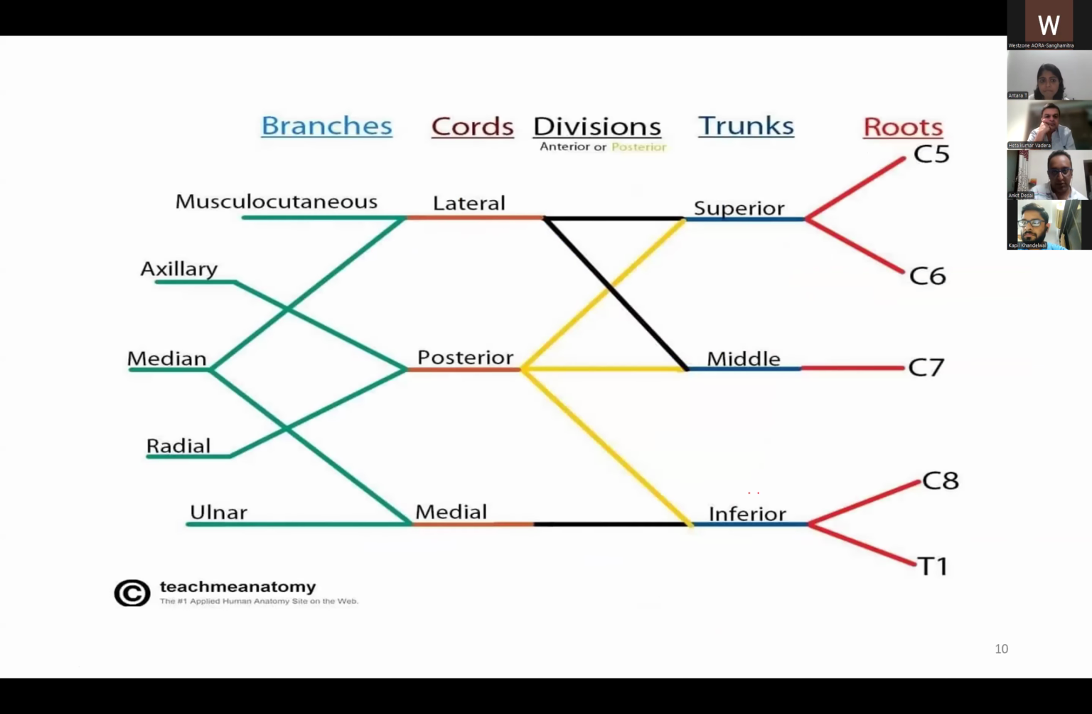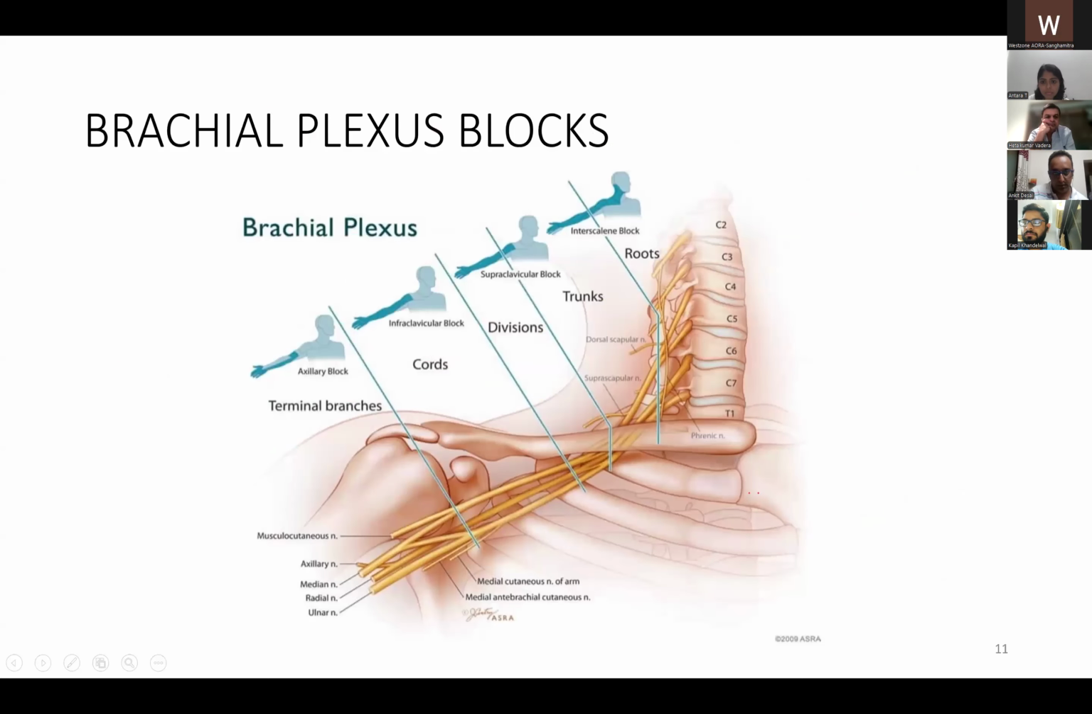The next picture that you have, the one after that. Yeah, so this also doesn't have a C8. So just make this correction because C8 is always there. Most of the cases you will see a C8.